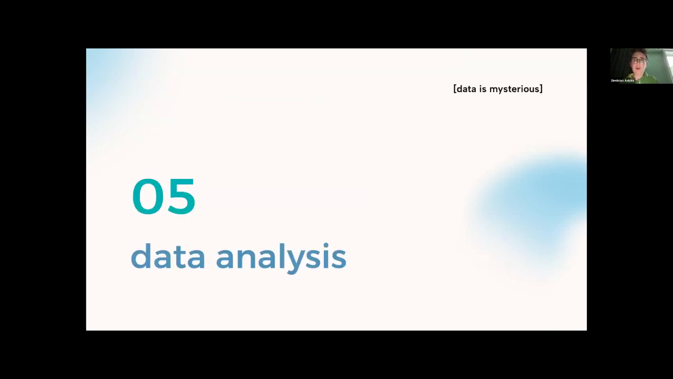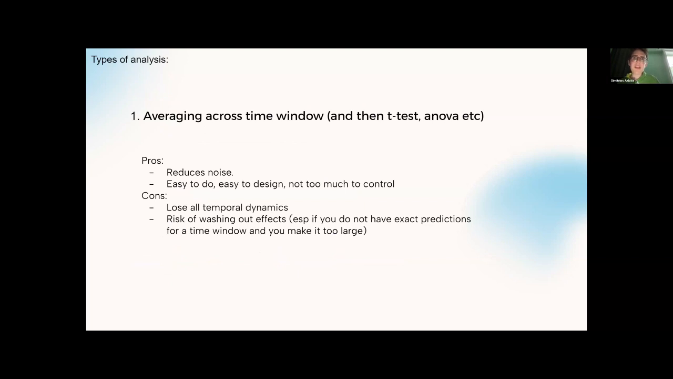And now we have our data clean and nice, so we can analyze it. And a very standard and classical way to analyze data is to average across some time window. So you can say that you have some outcome phase or some encoding phase or whatever in your experiment, and you want to analyze the data in that time window. So you average, and this way you reduce noise a lot. It's an easy analysis to do because you can just run a t-test or an ANOVA after.